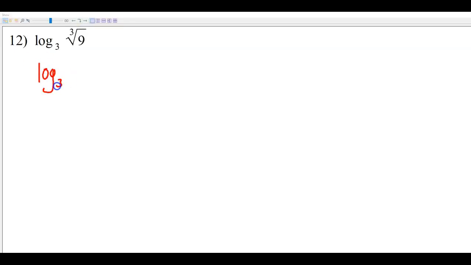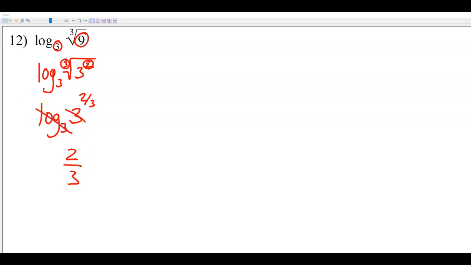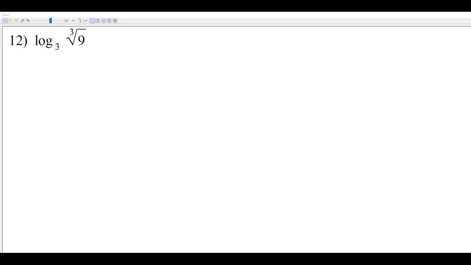I can make that 9 match this 3 here by making the 9 3 squared. And then all I need to do is change it from radical form into exponent form, where this is the denominator and this is the numerator of a fraction power. Oops, wrote it backwards though. There we go. And once again, these cross off and the answer is 2/3. Take a look at number 14.